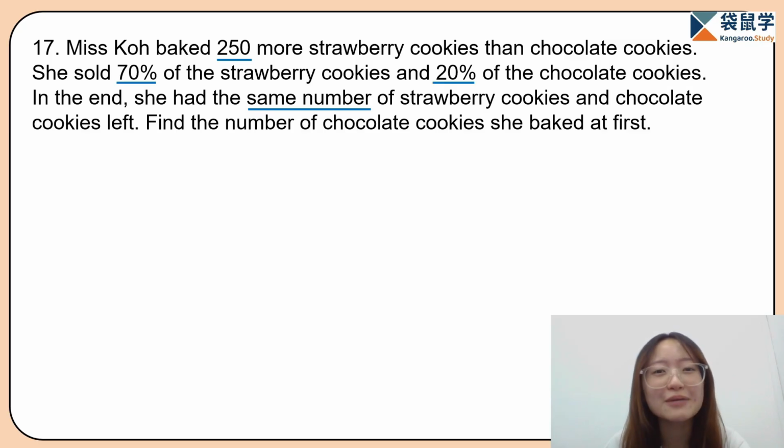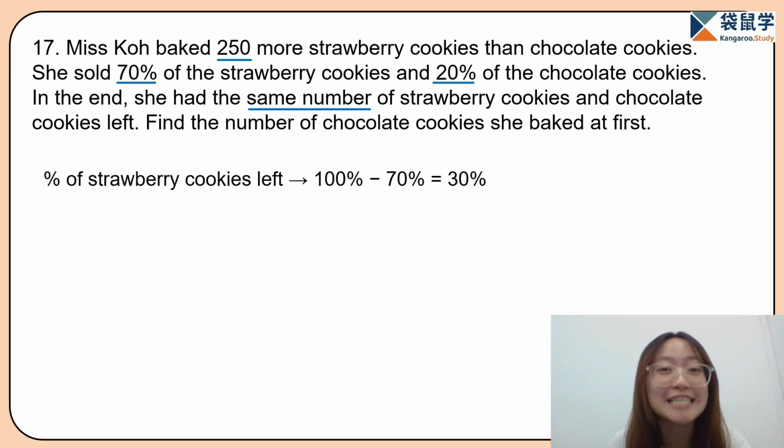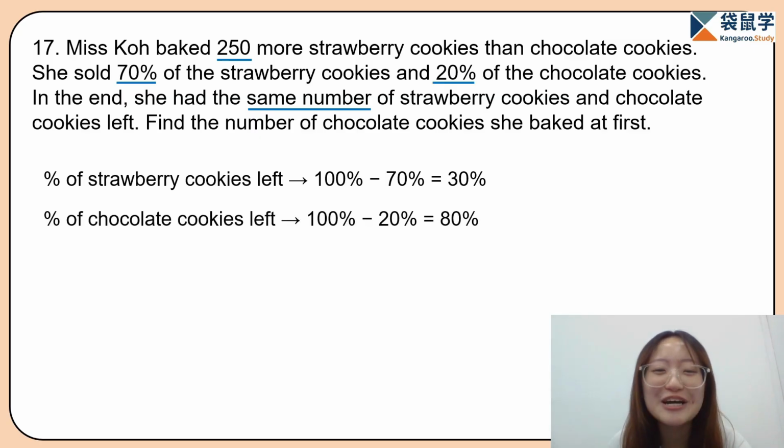Since the only relationship that was given to us is that the number of strawberry cookies and chocolate cookies left were the same, let's find each of these percentages first. Since 70% of the strawberry cookies are sold, what is the percentage of strawberry cookies left? It will be 100% minus 70%, which is 30%. Next, since 20% of the chocolate cookies were sold, what is the percentage of chocolate cookies left? It will be 100 minus 20, and that will give us 80%.